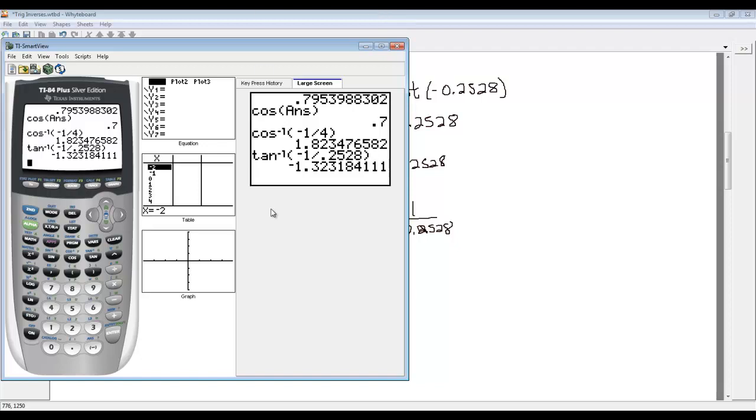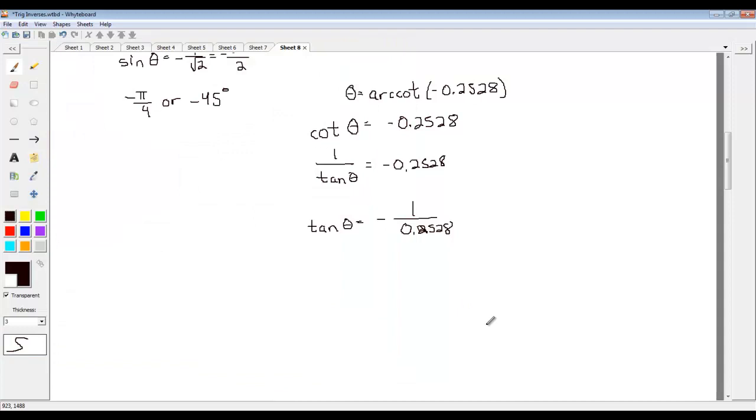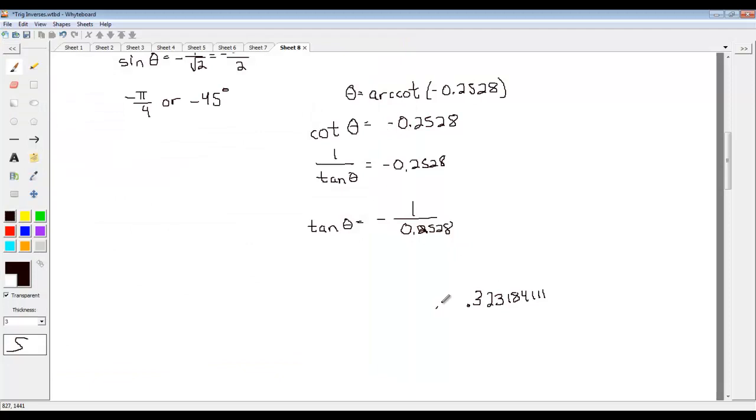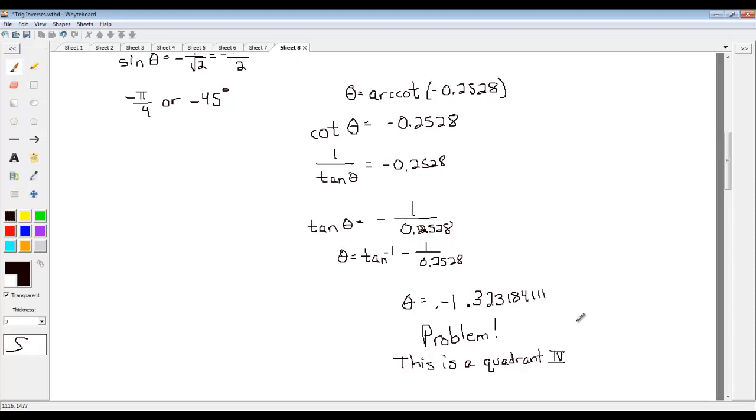So we get negative 1.323184811. So we're getting that theta is that. But we found that by doing the inverse tan. We have a problem here. This is a quadrant 4 angle. We're going to run into this with trying to do arc cotangent sometimes. This is a quadrant 4 angle because when you're putting in your calculator, you're putting in that tangent value.